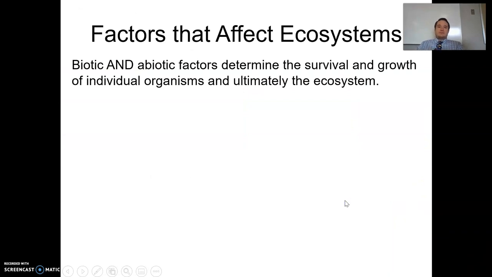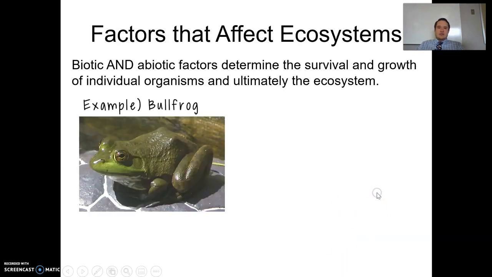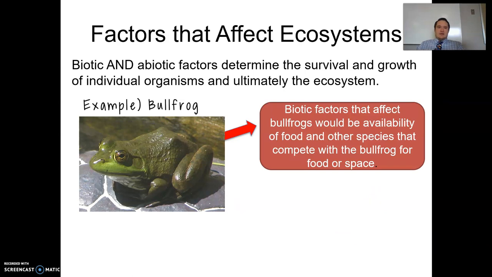Okay, now we have factors that affect ecosystems. Biotic and abiotic factors determine the survival and growth of organisms and ultimately the ecosystem. Here's an example of a bullfrog. Biotic factors that affect bullfrogs would be availability of food and other species that compete with the bullfrog for food or space.